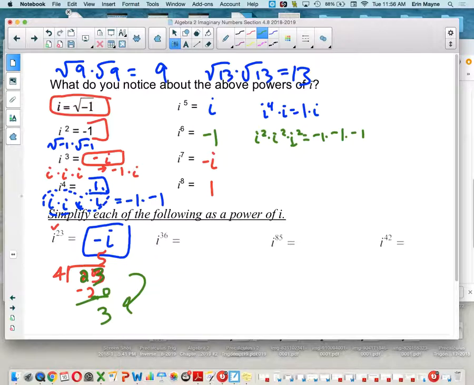Okay, you're going to need that because eventually I'm going to give you i to the 1,322nd, right? You can't count that many. I mean, you could, but you cannot. You don't have time. Okay, using the division, will you find i to the 36, 85, and 42? Go.